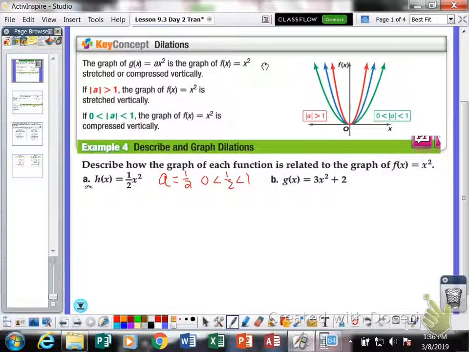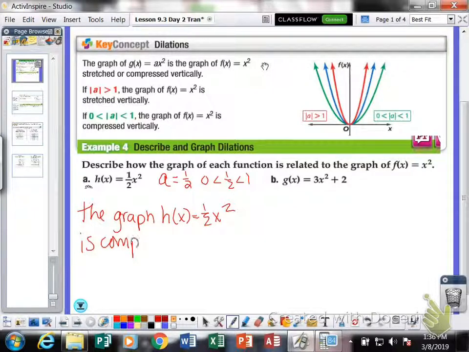Okay, so then all we need to say for this is the graph h of x equals 1/2 x squared is compressed vertically. And that's it. Because it's really not a matter of how much it's compressed, it's just compressed, and we know it's compressed because of the coefficient 1/2, because it's between 0 and 1. So we just need to say that it's compressed vertically.